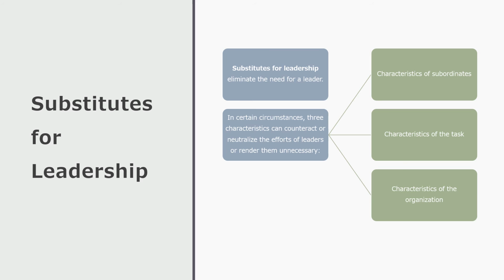The following variables can substitute for or neutralize leadership because they provide the needed direction or support. Characteristics of your subordinates: because of their ability, knowledge, and experience, they don't need much supervision. Characteristics of the task: because the job is routine, they don't need much supervision. And lastly, characteristics of the organization: because of the structure, they don't need much supervision. For example, when teams share leadership.